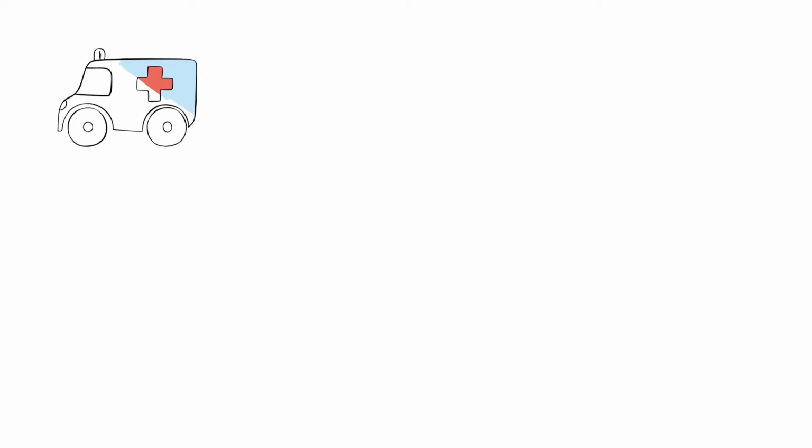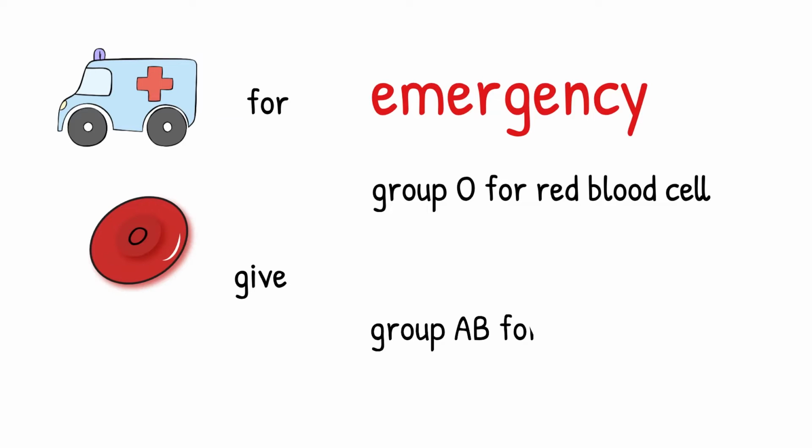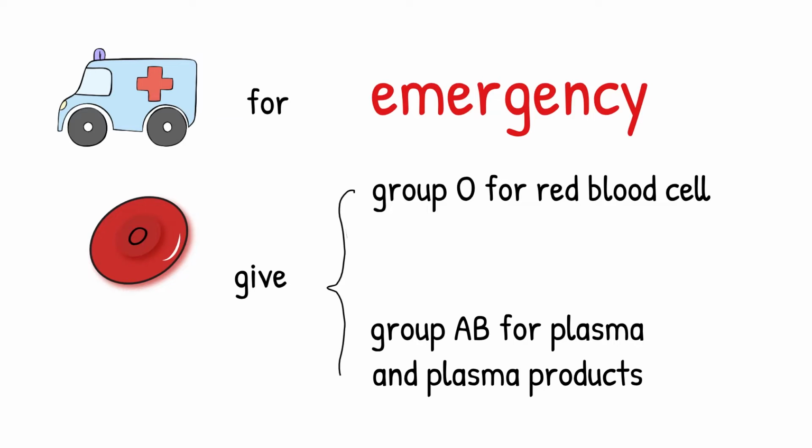However, if the patient needs blood emergently, do not refuse giving blood because you can always give Group O for RBC or Group AB for plasma and plasma products. I will talk more about blood product choices in emergency cases at a later time. Nonetheless, it is wise to give patients his or her blood type and cross-match compatible whenever it is possible.